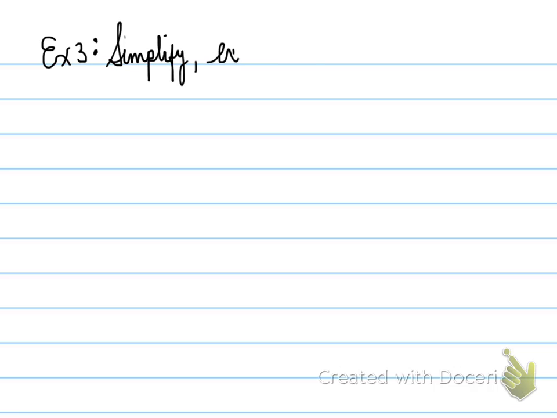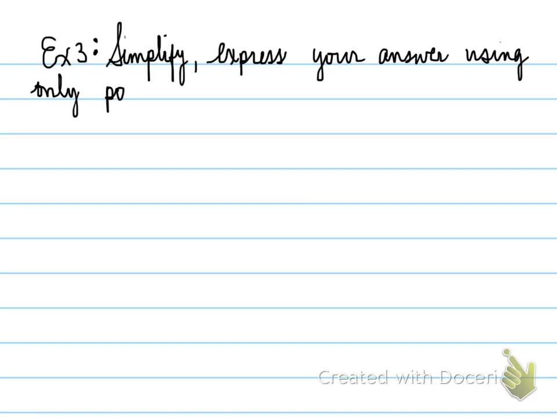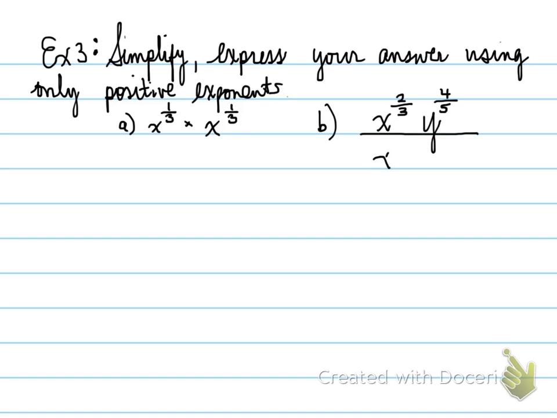Moving forwards, example 3. Simplify, express your answer using only positive exponents. All right, so here are some examples, and we need positive exponents only. So the first one, we just add the exponents, we get x to the power of 2/3. In the next one, only the x's can go together and the y's go together. They do not go together across this way because the bases are different. Only same bases can use exponent laws. So first one and the second one.